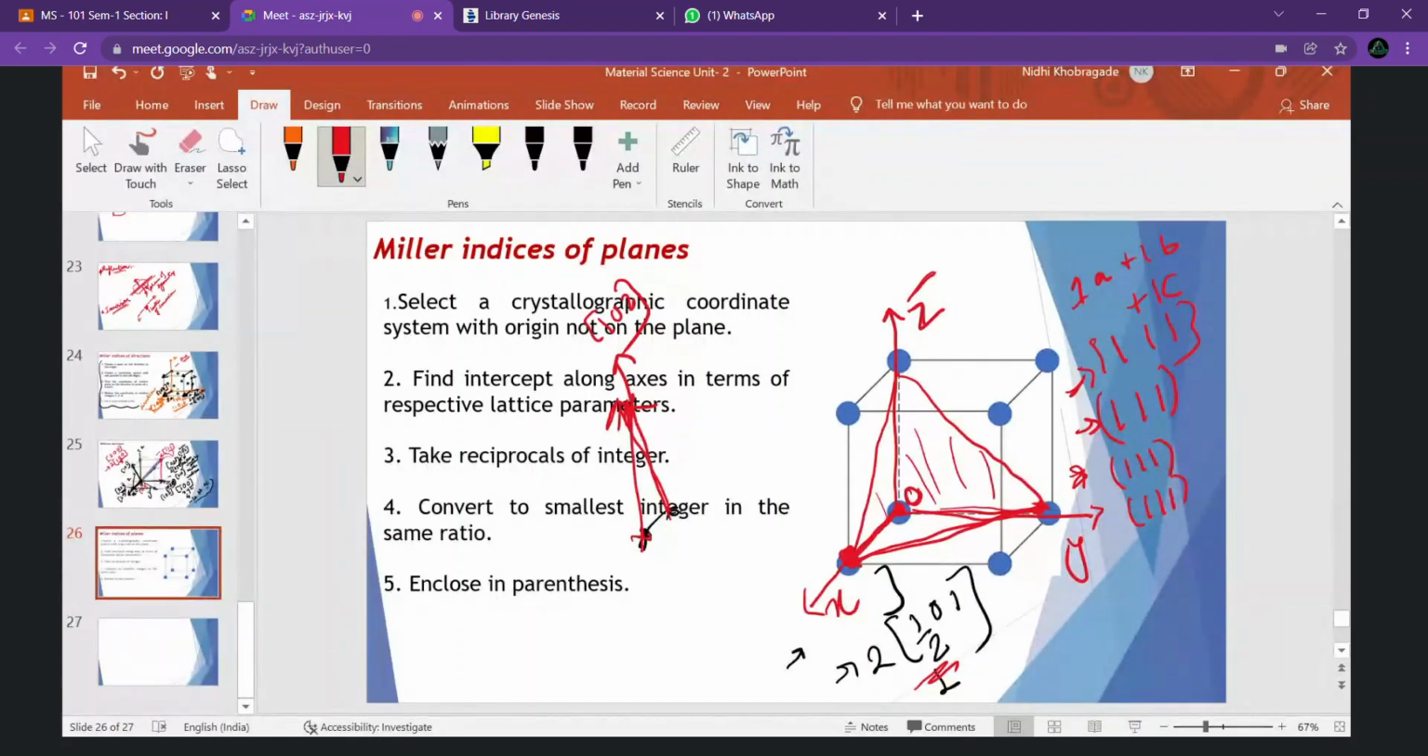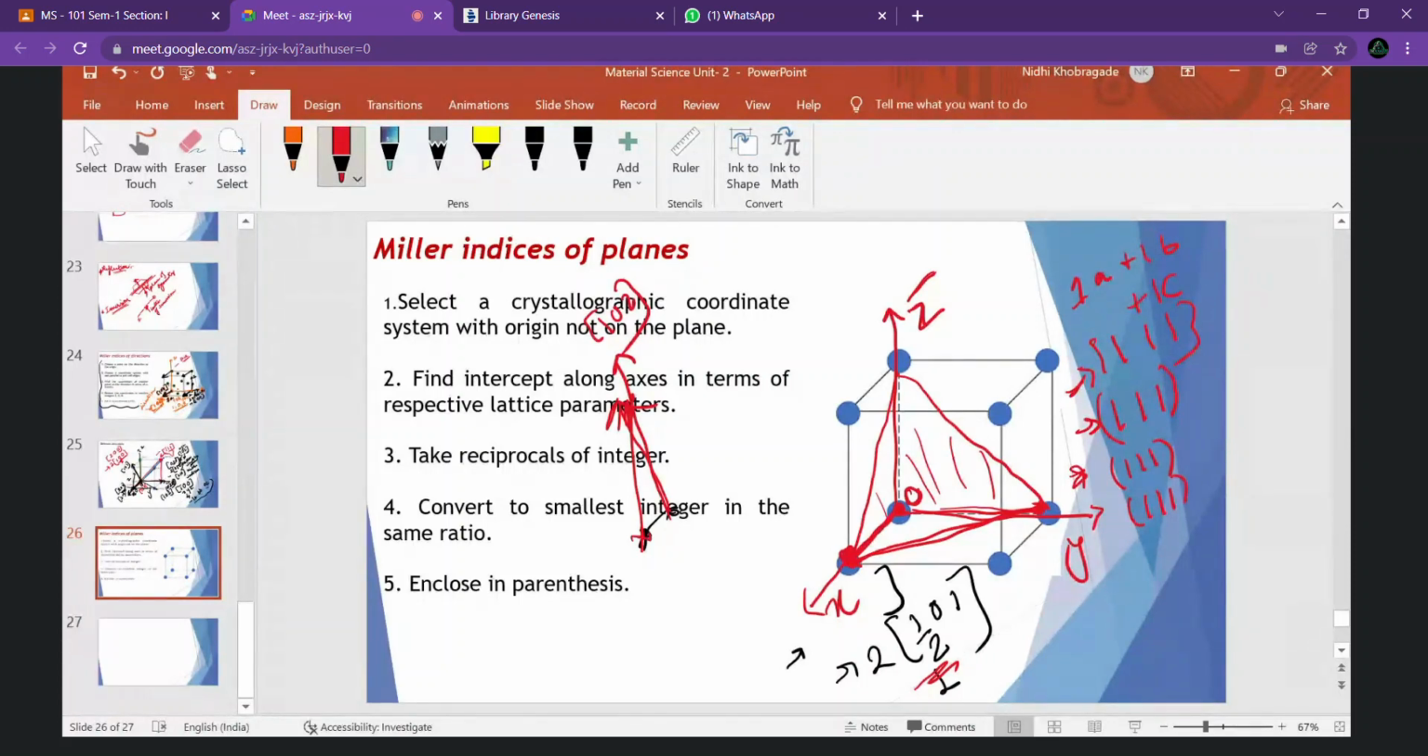Then, according to the next step, we have to take the reciprocals of the measured integers, right? As the value is 1 1 1, the reciprocal will also be 1 1 1, right? The next step is to convert to the smallest integer in the same ratio. So here 1 1 1 is already the smallest value, so no need to convert into any smaller integer or multiply by some common factors, right? The next step is to enclose in parentheses. So specifically for planes we use the round bracket.